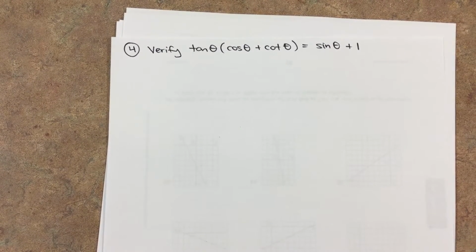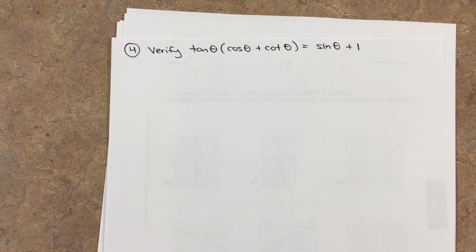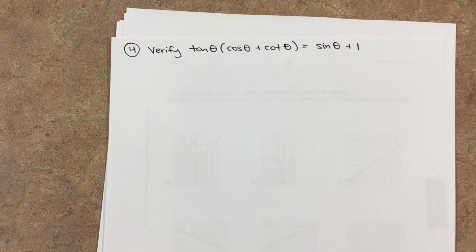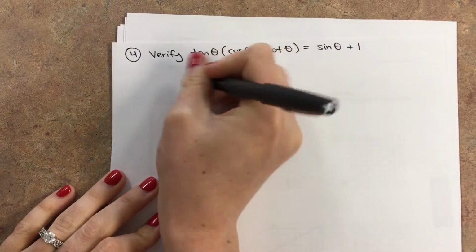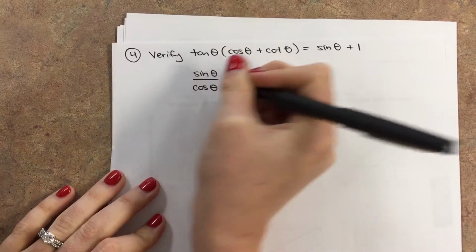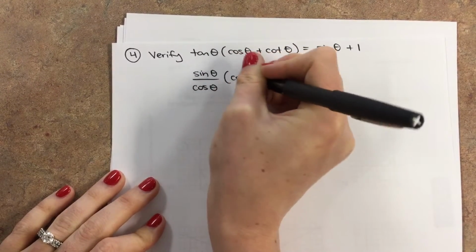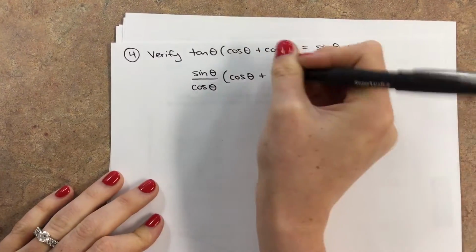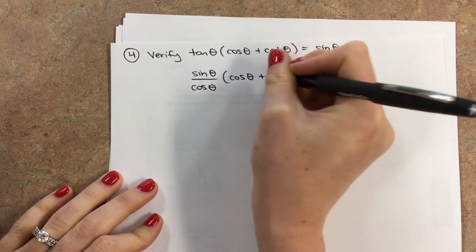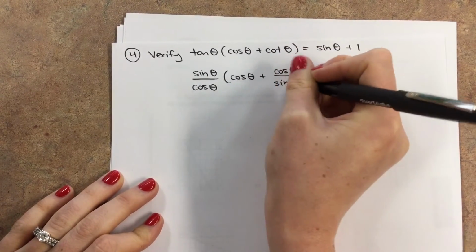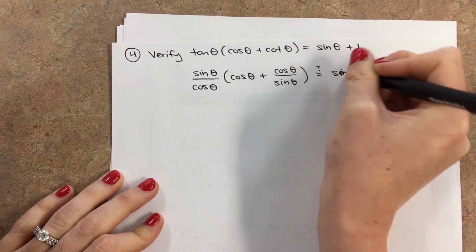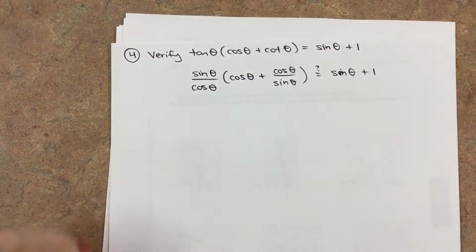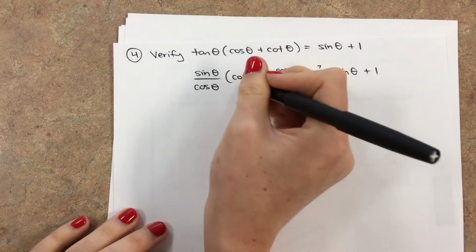Okay, so with this one, the left-hand side is definitely the more complicated one again. So we're going to write everything that's not sine and cosine in terms of sine and cosine. So tangent, we write that as sine over cosine. And then cosine is already good. And cotangent, we write it as cosine over sine. Okay, and we're trying to find out if it is equal to sine plus 1. Okay, so start with this. Think of this as like cosine over 1.